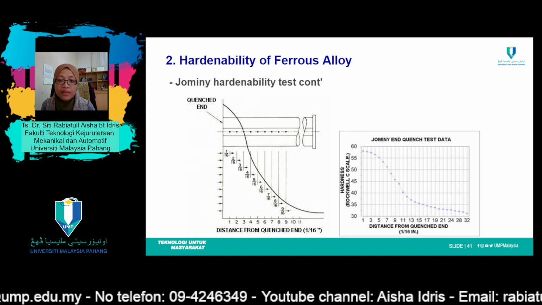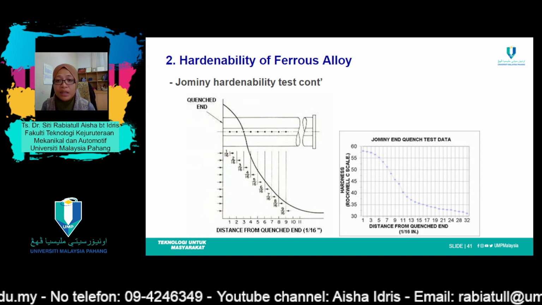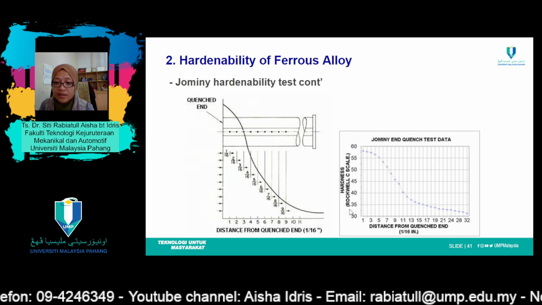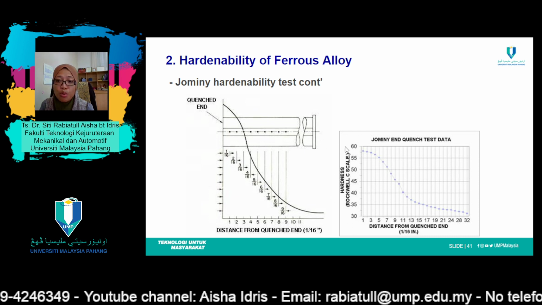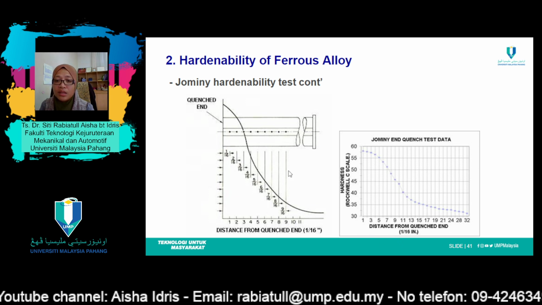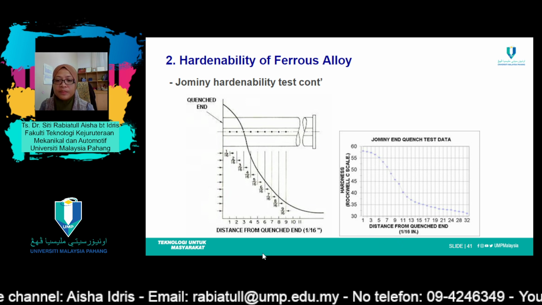These are the data that you can get through Jominy hardenability tests. This is the hardness value on the Rockwell scale, and this one is the distance of the specimen. Okay, distance.